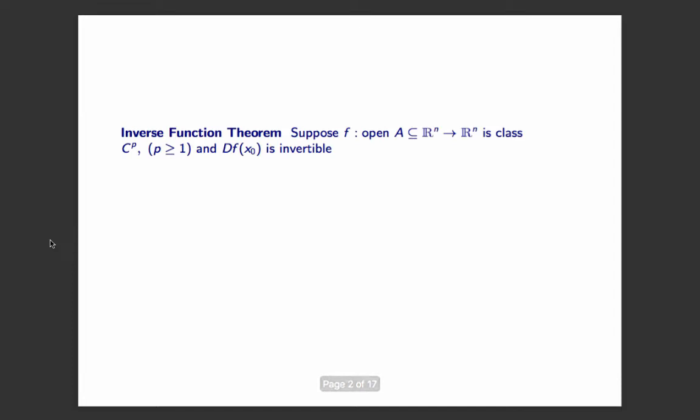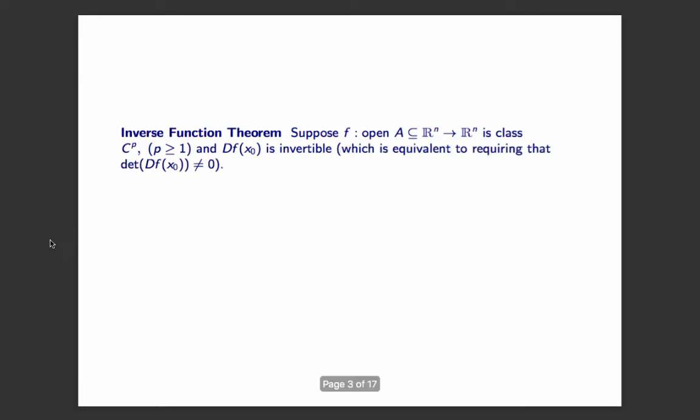So today we're going to talk about the inverse function theorem. Let's give the hypothesis. Suppose f maps an open subset of Rn to Rn and is class Cp. That means I can take p derivatives of f and all of those derivatives would be continuous. p is at least 1. And also the derivative at x naught is invertible. Right? So that's what we're assuming.